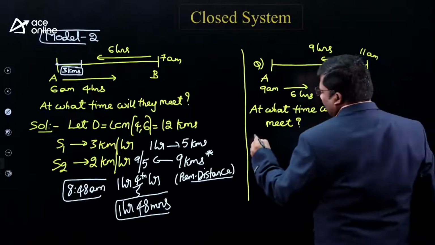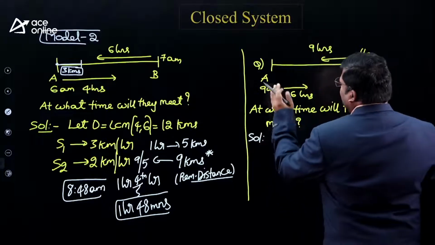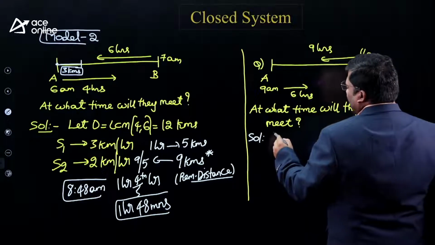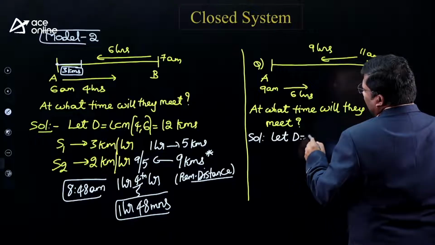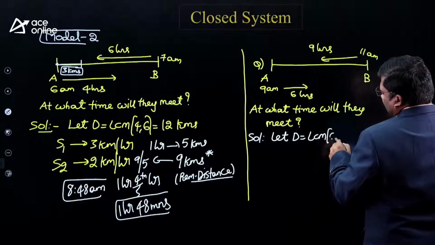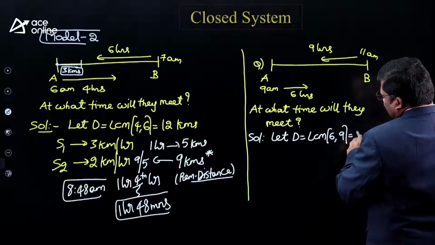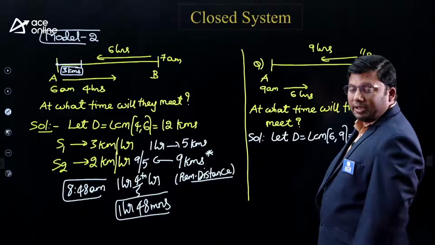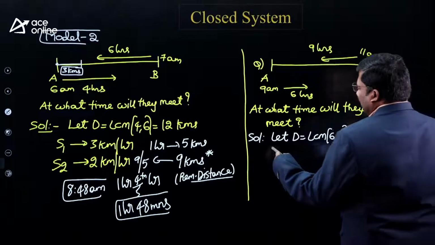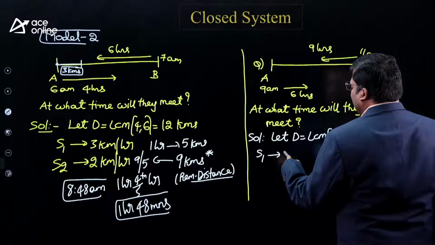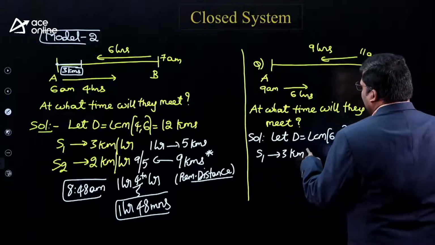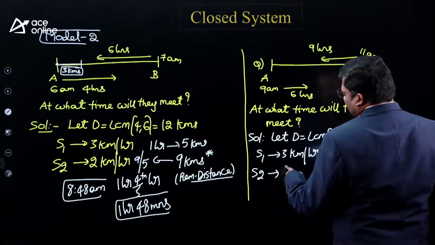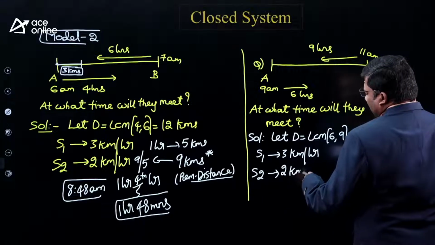Now see here, solution. First thing, what is given? 6 hours to go from A to B, 9 hours to go from B to A. So let the distance equal the LCM of 6 and 9. LCM of 6 and 9 is 18 kilometers. Distance is 18 kilometers. This step is clear. So S1 will become 18 kilometers in 6 hours, which is 3 kilometers per hour. S2 will become 18 kilometers in 9 hours, which is 2 kilometers per hour.